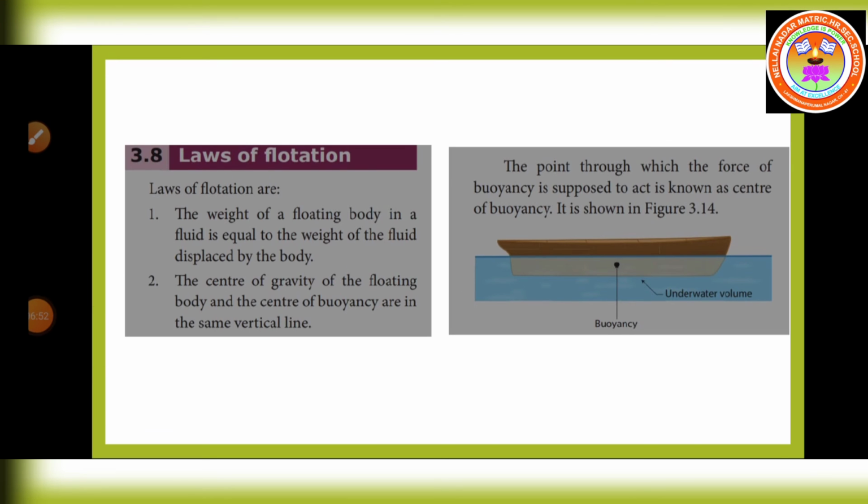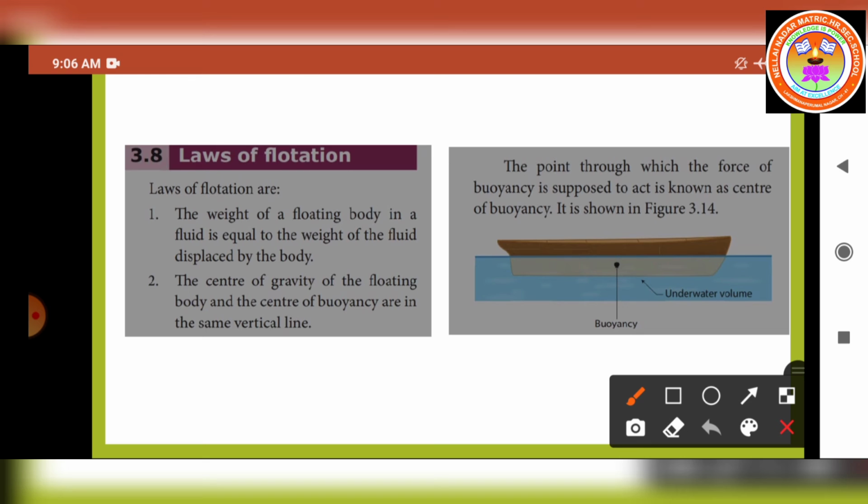Now let us move on to the important 2-mark question. Laws of flotation. Already we have discussed what is float. So based on flotation only we can explain the relation between the density and the buoyant force. So the laws of flotation are: the weight of a floating body in a fluid is equal to the weight of the fluid displaced by the body. So according to the Archimedes principle it is said. So the weight of the floating body in a fluid is equal to which one? The weight of the fluid displaced by the body.